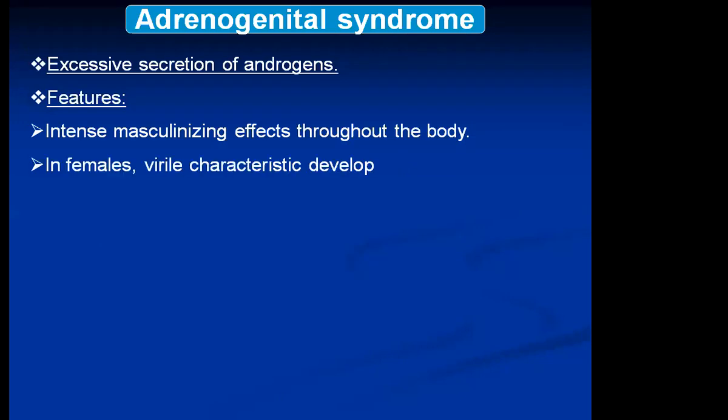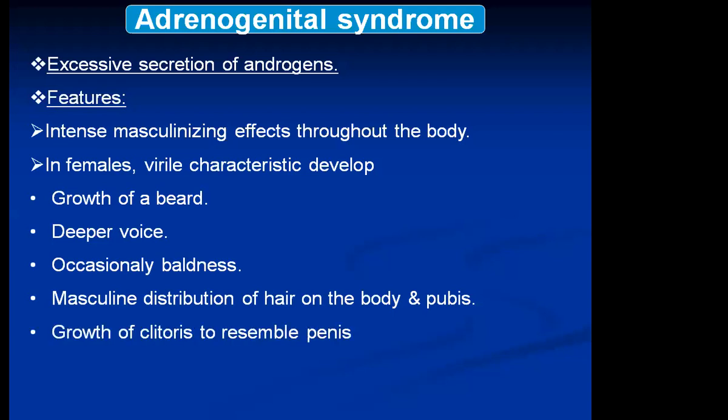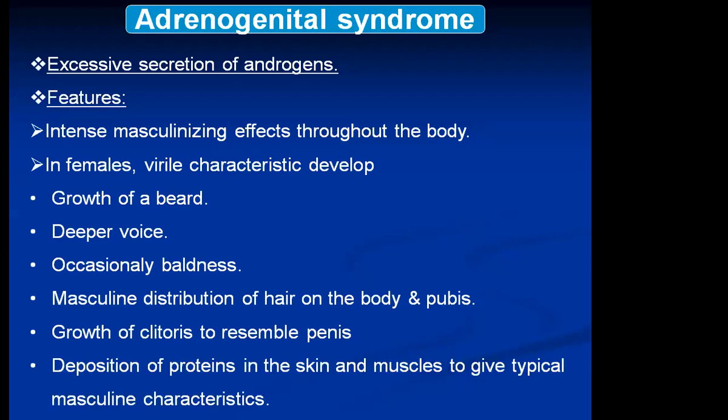In females, virilizing characteristics develop. So what are the virilizing characteristics in females? Growth of a beard, and the voice in the females can be deeper like males. Sometimes the females can also suffer from baldness. Now there will be masculine distribution type of hair on the body and pubis. Sometimes the growth of the clitoris can be increased to resemble a penis. So all in all, it will give you a typical masculine effect in case of females.